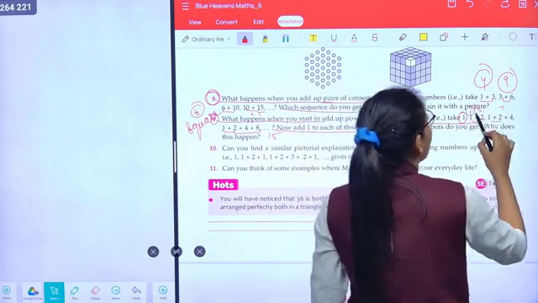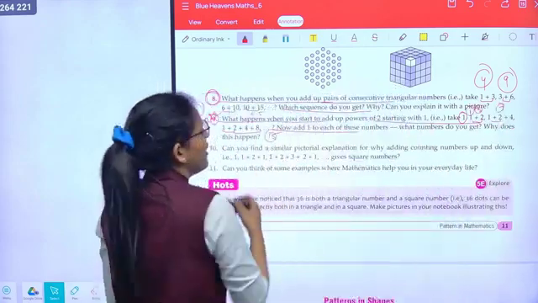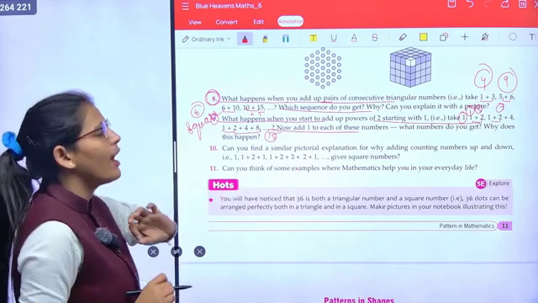Odd numbers. You can see here 1, 3, 7, 15. They all are odd numbers.